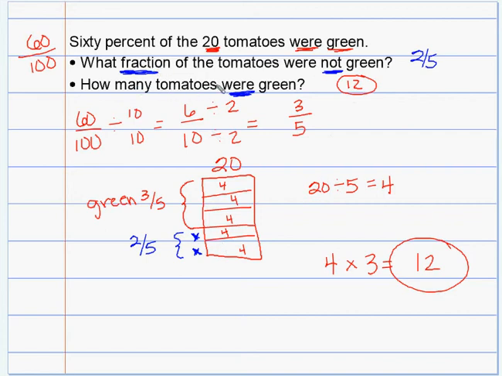Be careful. When it says how many tomatoes were green, do not tell me 3/5. If it's a fraction answer, it will say what fraction. If they want to know how many, they will say how many. That should be a number, something you would count, something you would tell people that you have.